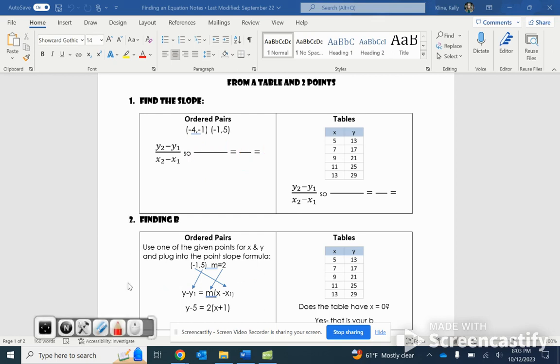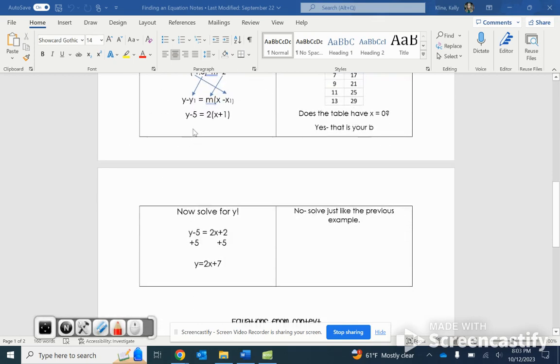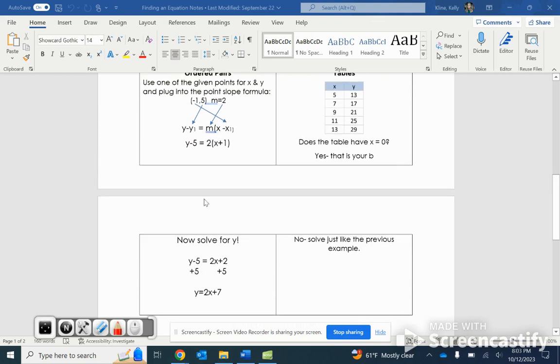And then once you plug it into that formula, you then just can solve for y. So you'll distribute, you'll also plug your 2 in for your m, for your slope. So when you distribute, you'll get 2 times x, which is 2x, and then a 2 times a 1, which is 2. And then you're going to just solve for y, which is why we did literal equations before this, and you'll move it over and get y equals 2x plus 7.